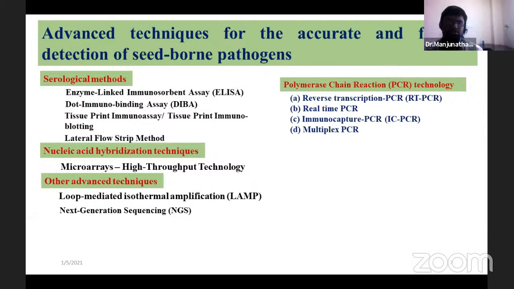The other advanced technique that the majority are using nowadays is loop-mediated isothermal amplification. It doesn't need any PCR conditions. It just needs a constant temperature for 60 or 65 minutes. Then the next one is next generation sequencing. We can use the metagenomics data and we can sequence and identify unknown pathogens also by using next generation sequencing technology. These are the advanced techniques we can adopt or employ in the identification of seed-borne pathogens that ultimately helps in seed health management.